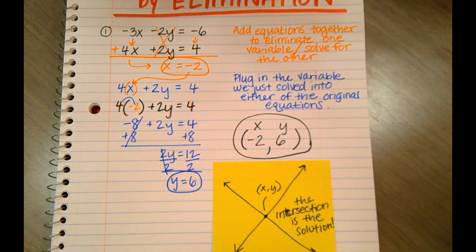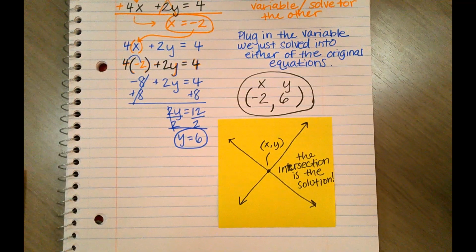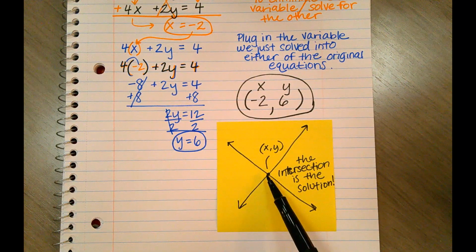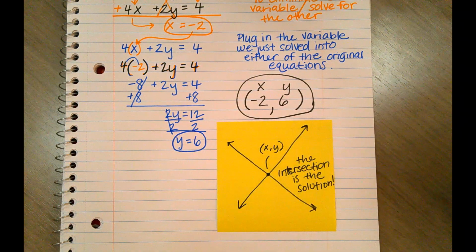So if we were to solve these by graphing instead of using this elimination method, however those lines actually look, wherever they cross is that coordinate that we just wrote.